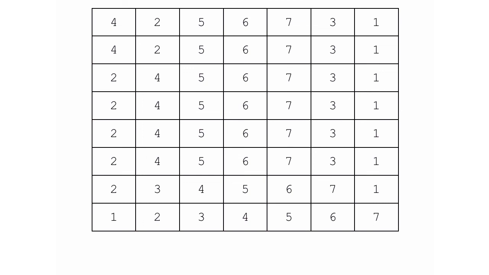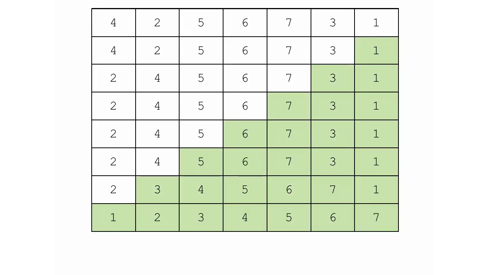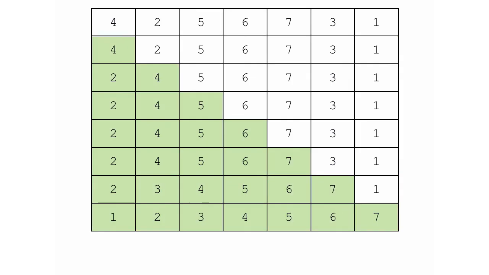We're going to begin by determining which way this solution is being built. Is it from the right? 1, 3, 1? No, it's from the left. I have 4, then 2, 4, 2, 4, 5, etc.